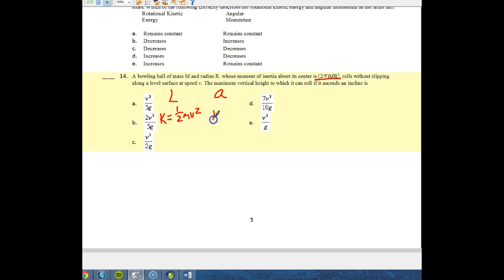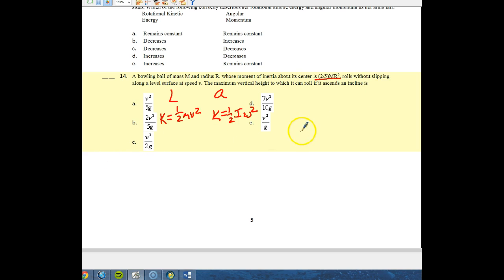And for angular, kinetic energy is equal to 1/2 I times omega squared. So same type of thing, just two different ways of looking at it. And as it's rolling, it's got both. So it wants to know what's the vertical height that it can roll to.